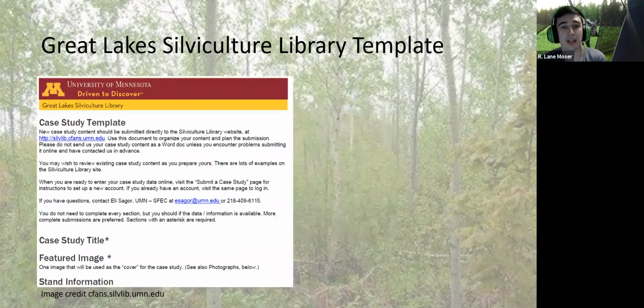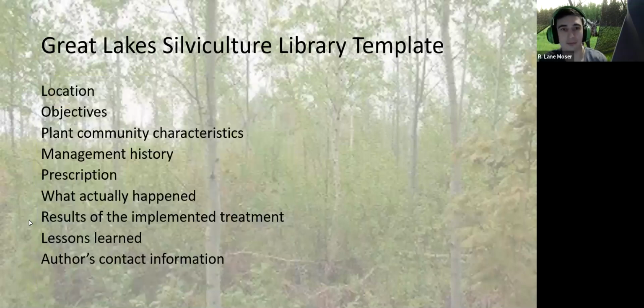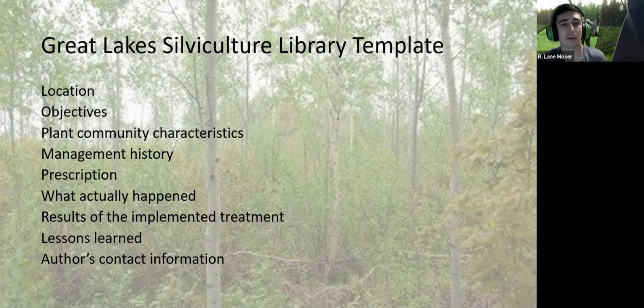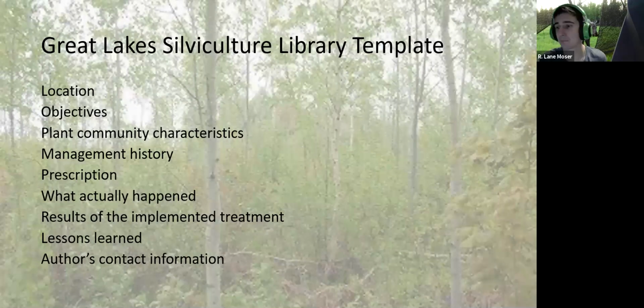Foresters drive the creation of content by contributing case studies themselves. Each case study is built on a template which can be downloaded from the website and ensures consistency in entries. The template includes sections to provide the full context for a treatment. Before publication on the library, the draft case study is reviewed by SFEC employees. This review allows for a level of quality control on the type of content, silvicultural terminology, and gives them the ability to refine a submission prior to publication on the library.